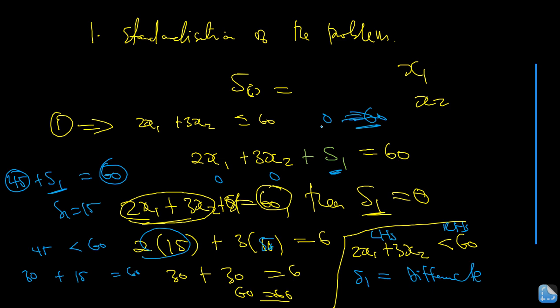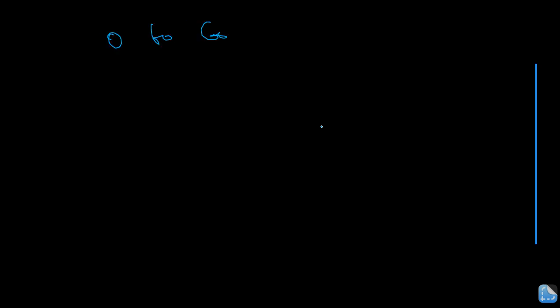The way we write that is 0 is less than or equal to s1, which is less than or equal to 60. This is how we write it. We basically mean s1 can take on any values between 0 and 60.